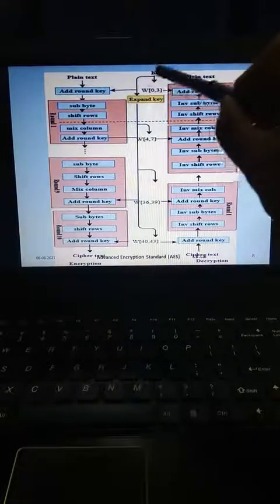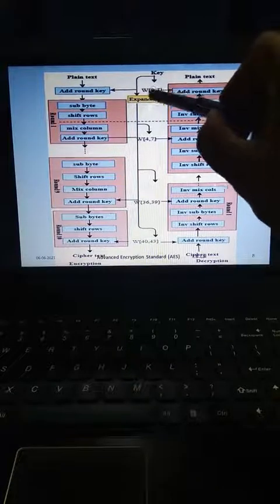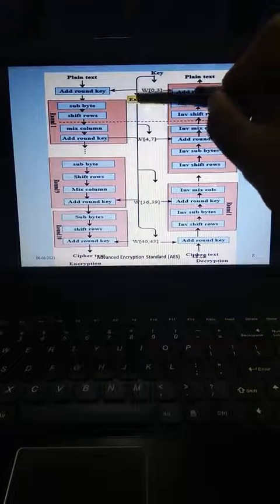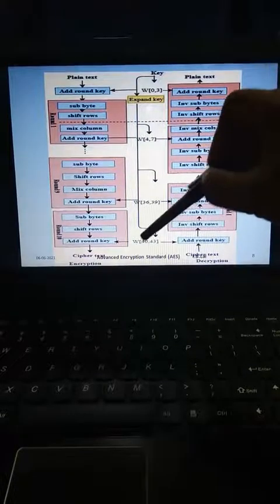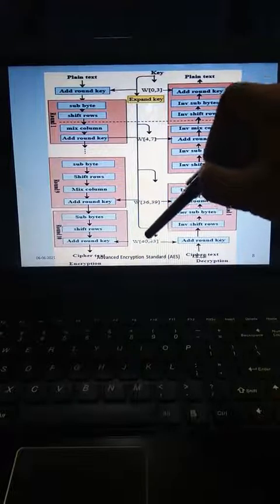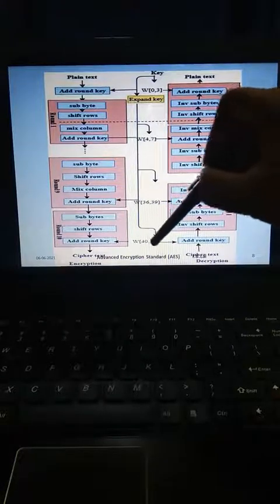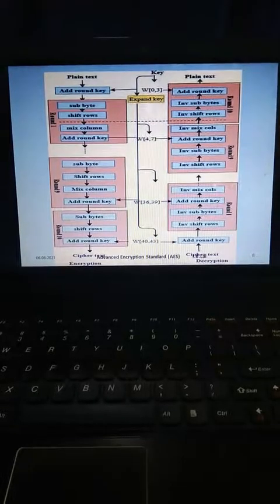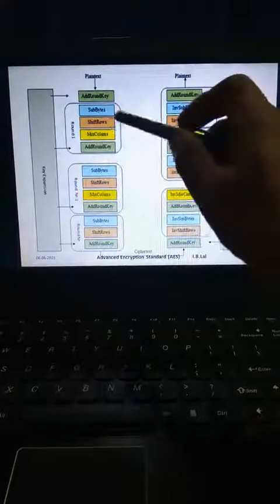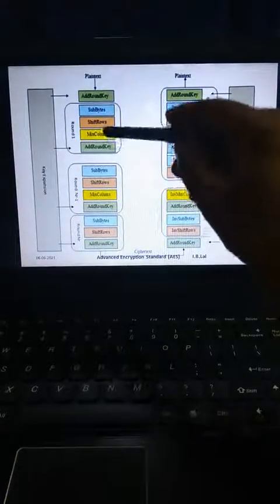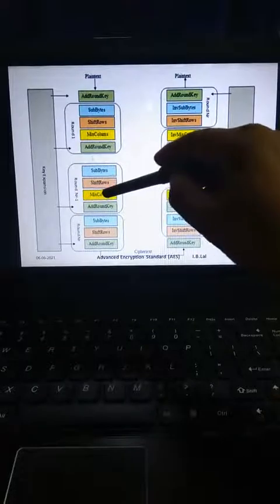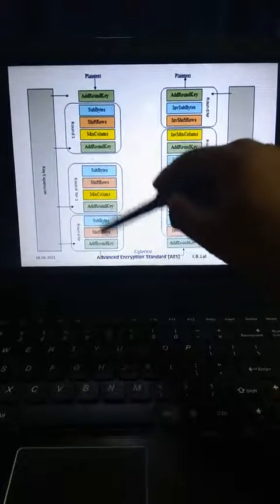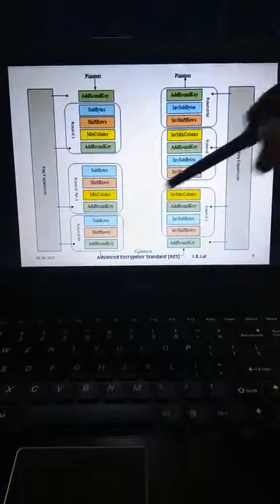Each round requires one key in the form of 4 words, that is the 4 subkeys. Here the key 1, key 2, key 3 and so on. Here is the 10th key: W40, W41, W42, W43. So here you can see mix column of round 1, round 2, round 3, mix column of round 9. This remains absent in the 10th round. In the 10th round mix column processing is not done.